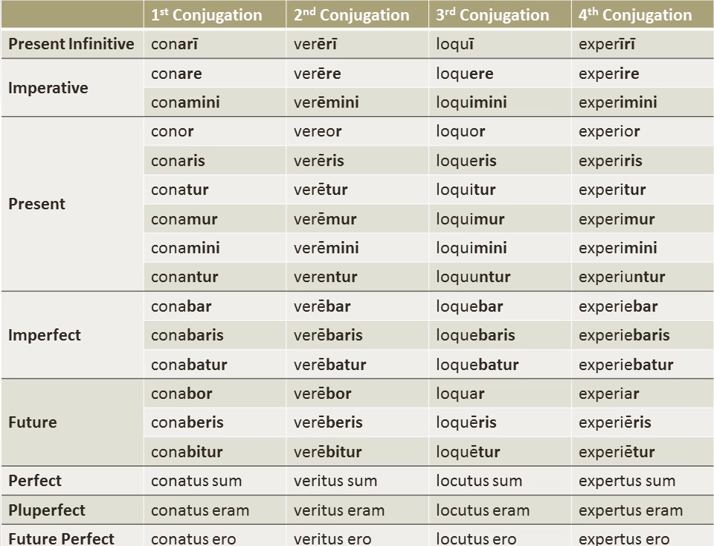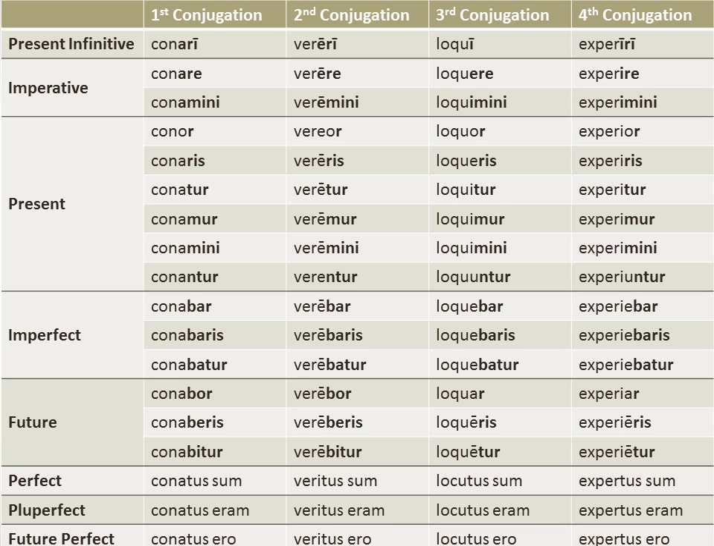So conare means try, as in one person, try, a command. Conamini is if you're commanding a group of people, try. Then we get the present tense: conor, I try; conaris, you try; conatur, he tries; conamur, we try; conamini, y'all try; and then conantur, they try. So we have our endings in bold: -or, -aris, -tur, -mur, -mini, -ntur. We have a stem, we have a vowel, just as we would expect.